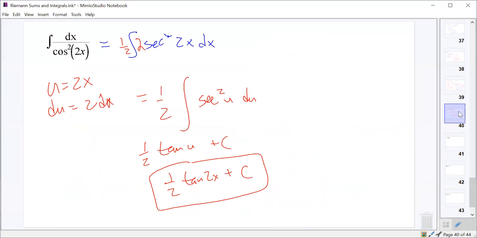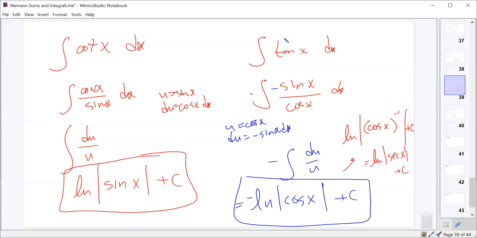Everybody good with that and this? And on the integral of tangent, negative natural log absolute value cosine or natural log absolute value secant, neither of them is better or worse than the other. They're both fine. So whichever one you feel like using or seems like it's better in the problem, go for it.